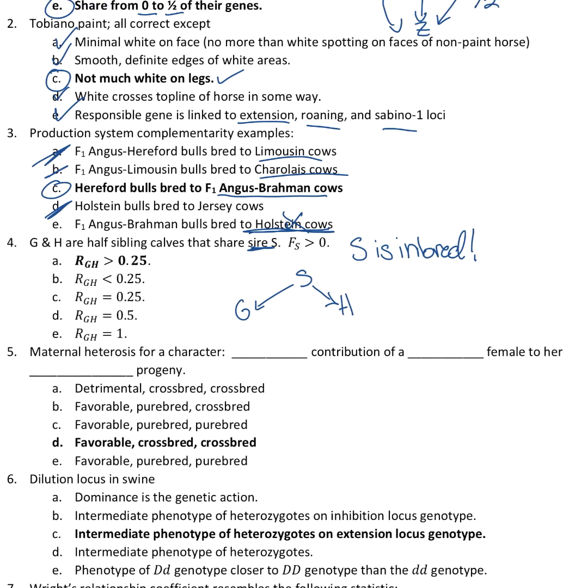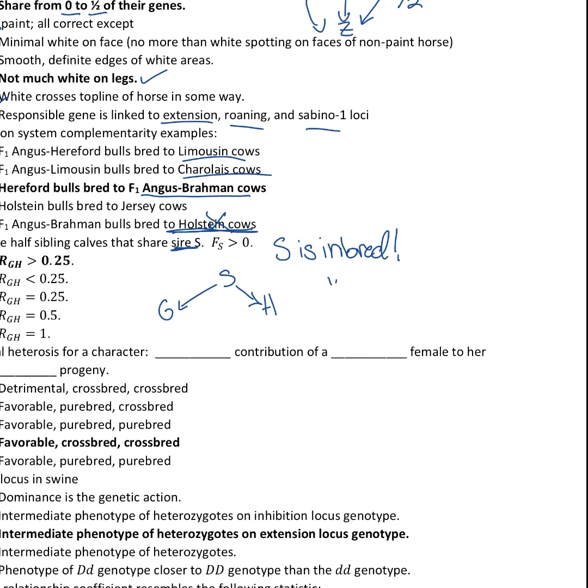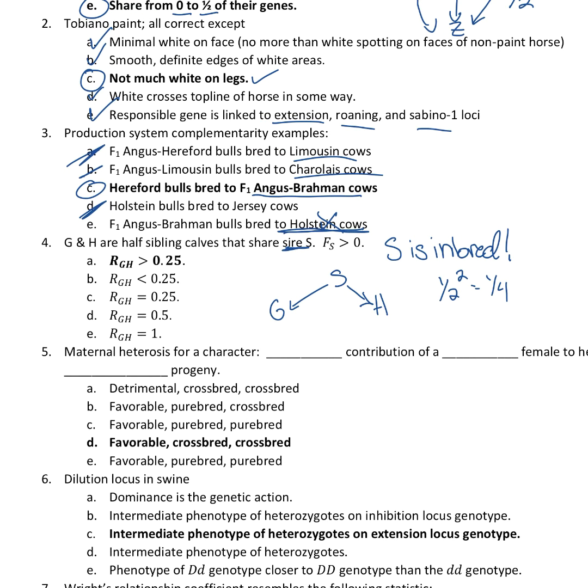So if we just calculate it based upon looking at that, we know that our covariance, if there was no inbreeding, would be half is a quarter, but we know that there is inbreeding. So we know that it is not equal to 0.25 or 0.5 or 1.